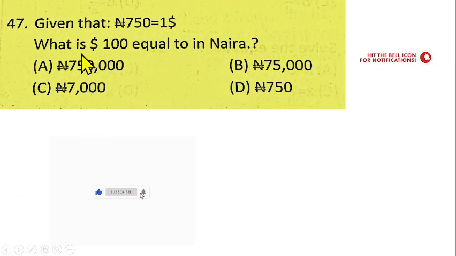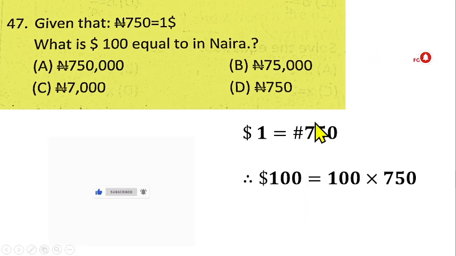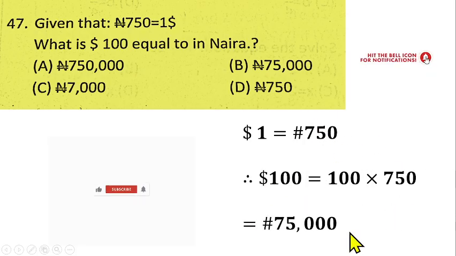Question number 47 is a word problem. Given that 750 naira equals $1, what is $100 equal to in naira? So $1 is equal to 750 naira. Therefore $100 will be 100 times 750. That should give us 75,000 naira, which is option B.